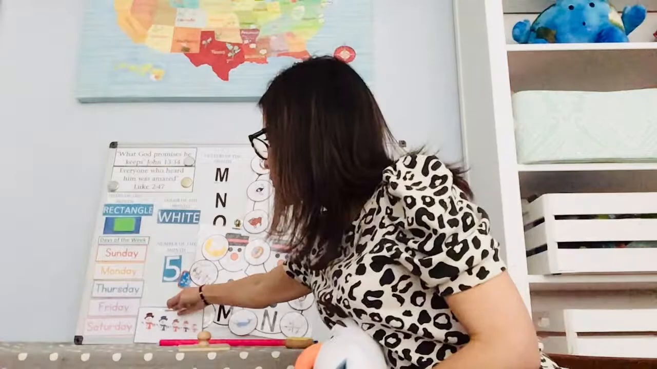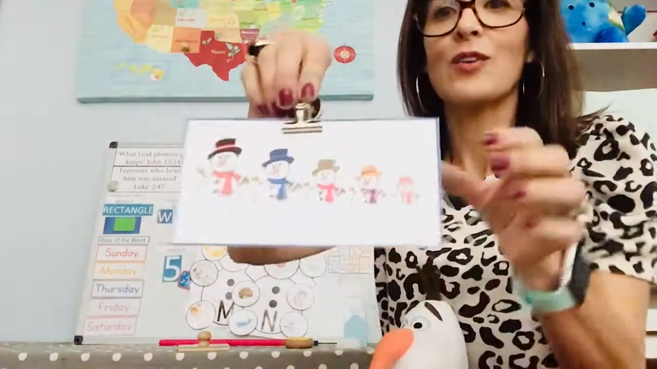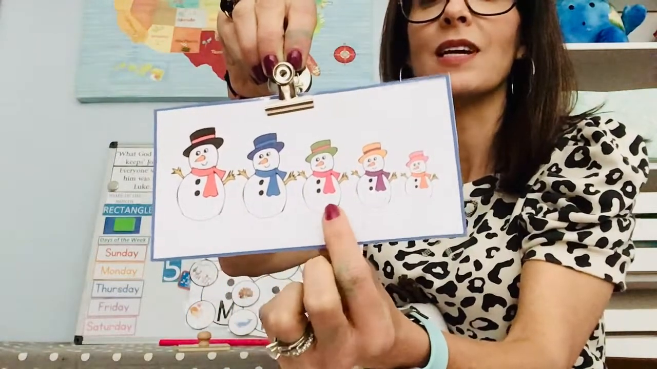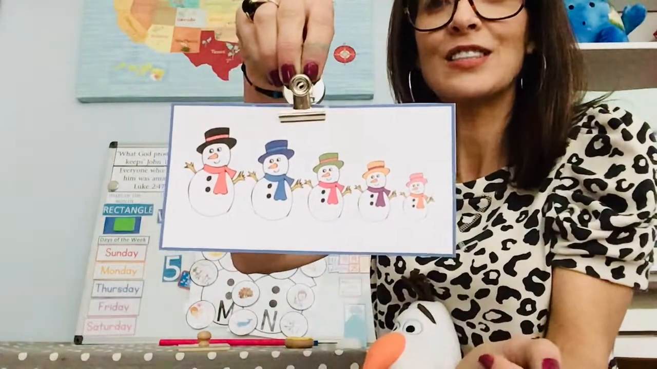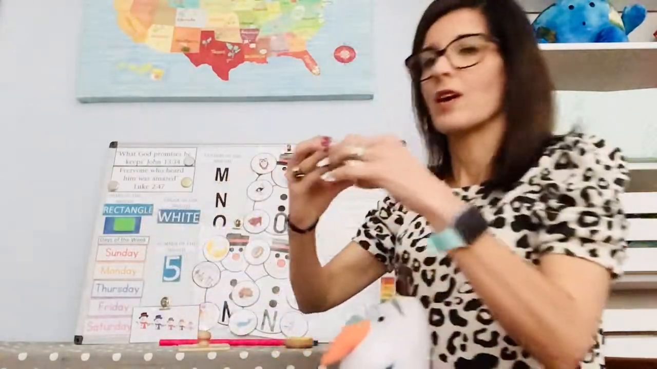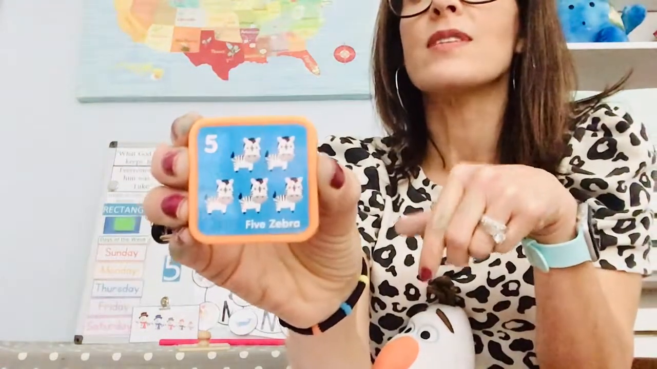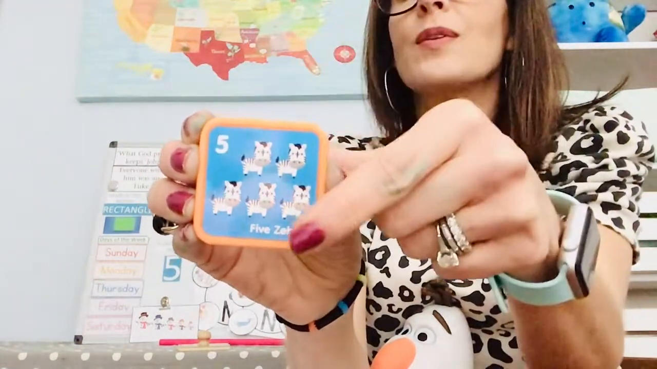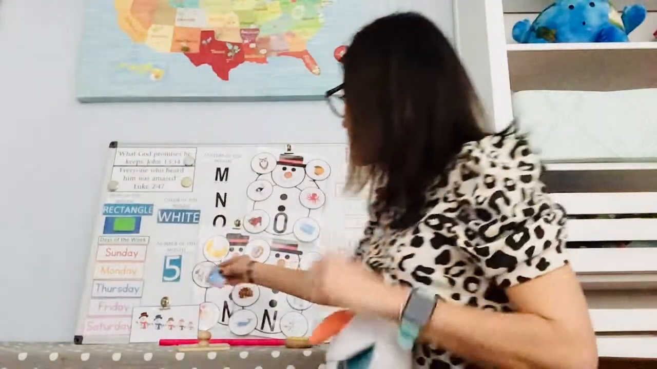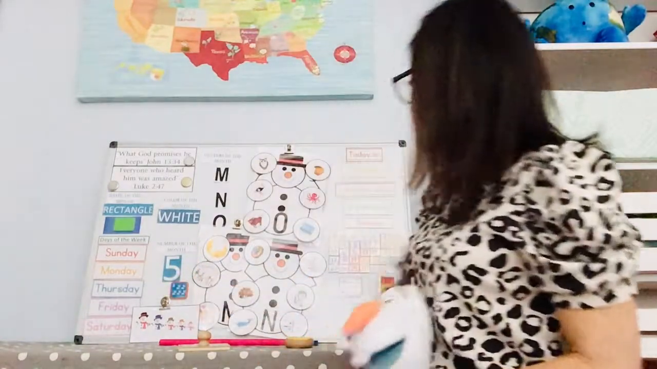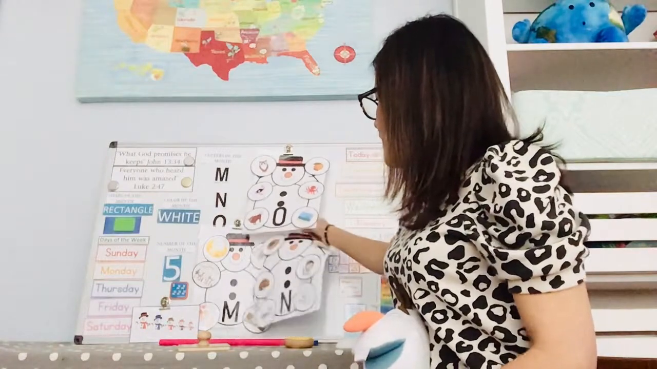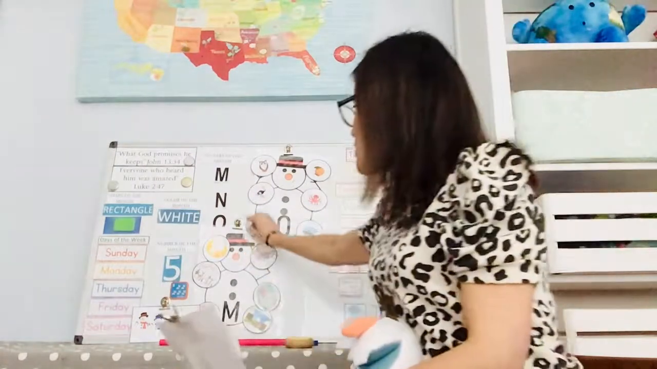And do you remember my snowman? I know you guys love snowmen, so I have 1, 2, 3, 4, 5 snowman. And then we also had 5 little zebras. 1, 2, 3, 4, 5. Nice counting, friends.